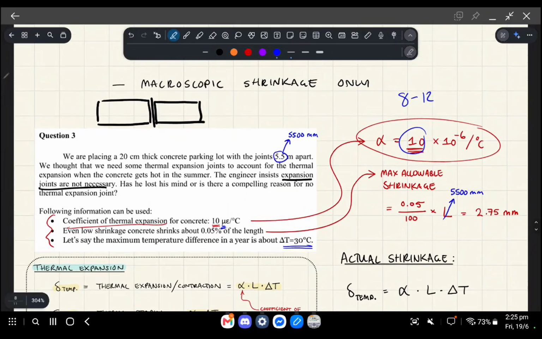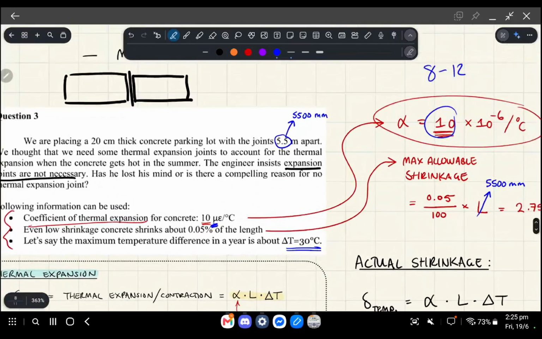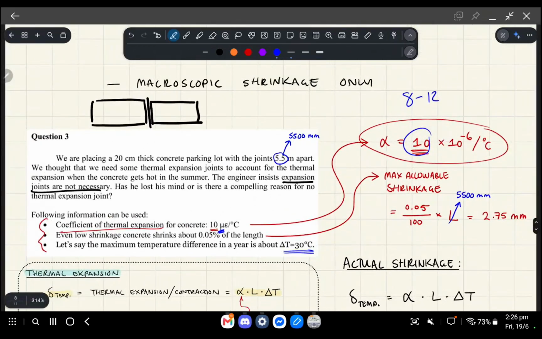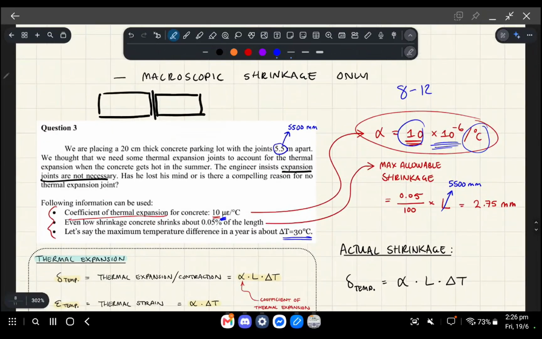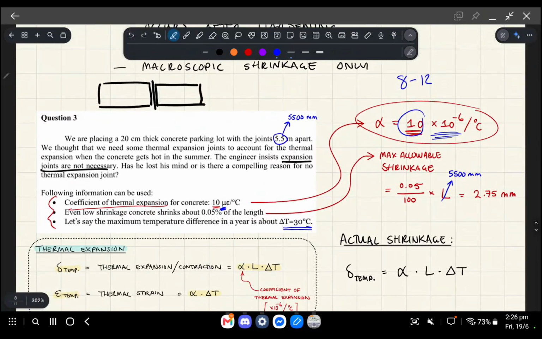Micro, which is this Greek letter, micro refers to times 10 to the power of -6, okay? And then strain is unitless, okay? And then degrees Celsius is degrees Celsius, okay?